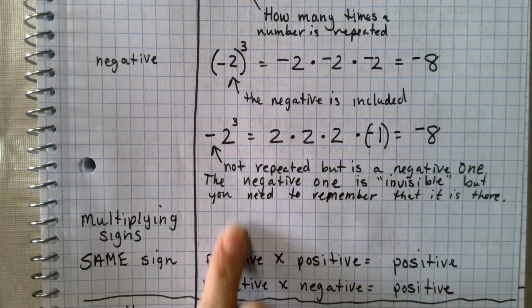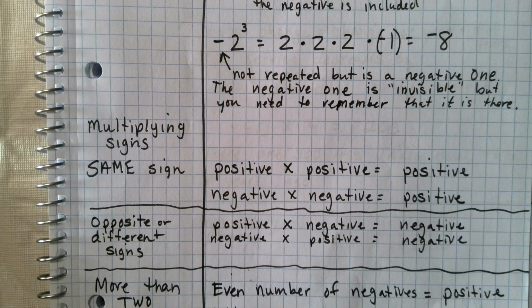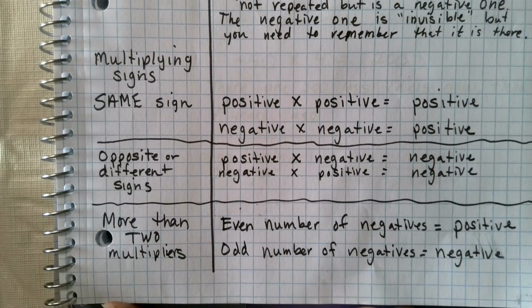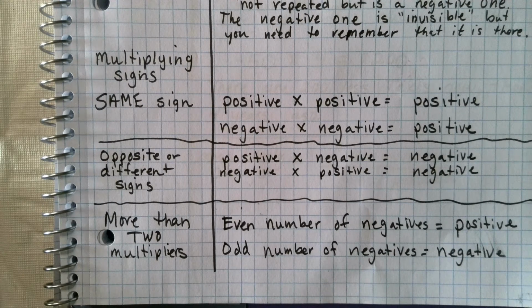And for multiplying same signs, you should have positive. So a positive times a positive gives you a positive product, and a negative times a negative gives you a positive product. Conversely, if the signs are not the same, then they will give you a negative product. And if you have more than 2 multipliers, you need to pay attention to the number of negatives. If you have an even number of negatives, your answer will end up being positive. But if you have an odd number of negatives, your answer will end up being negative.